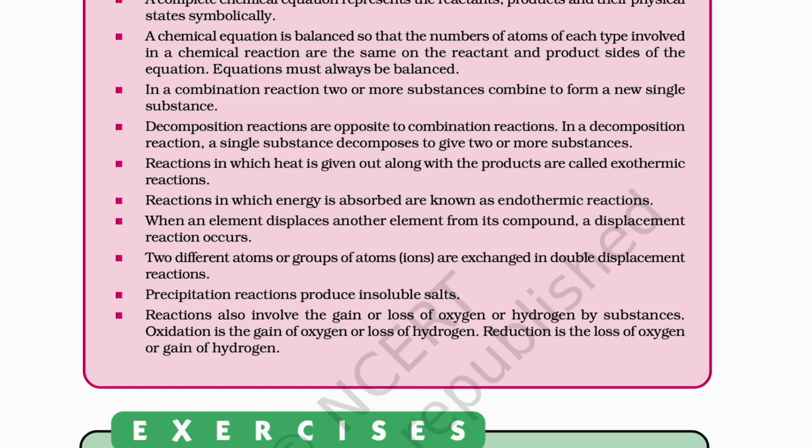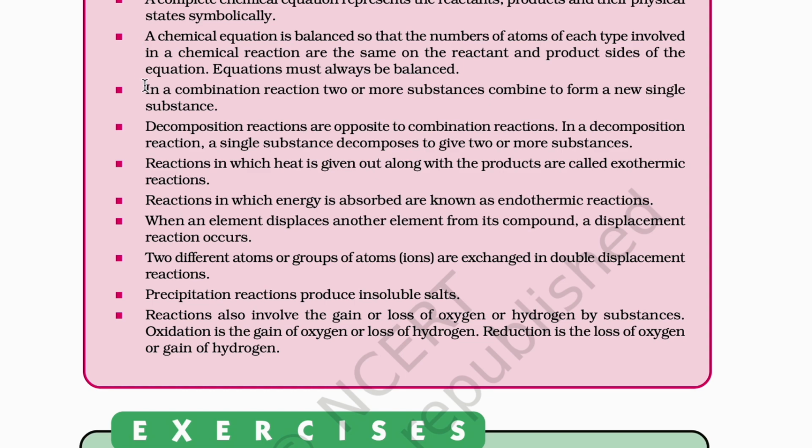What you have learnt. A complete chemical equation represents the reactants, products, and their physical states symbolically. A chemical equation is balanced so that the numbers of atoms of each type involved in a chemical reaction are the same on the reactant and product sides of the equation. Equations must always be balanced.